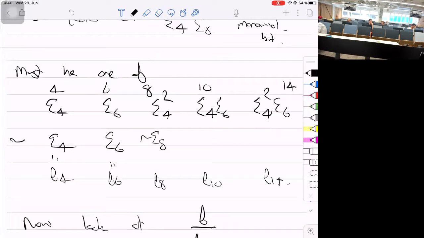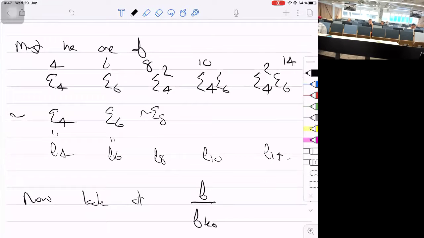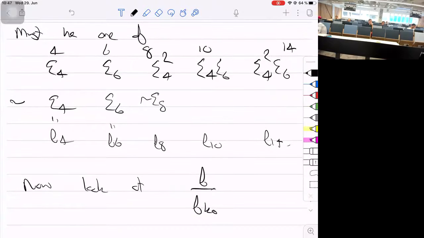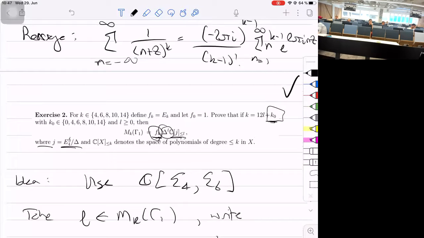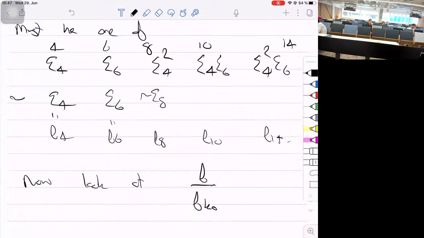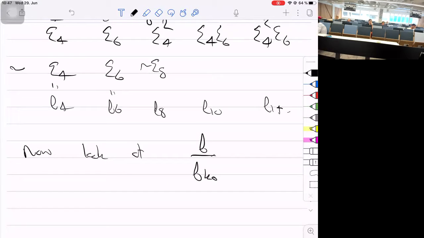And that's why we've covered all possible remainders modulo 12. We're looking at modulo 12 here. Let me just check the notation. Yeah, we called that remainder K naught. So we've now got the modular form F divided by some bit K naught that I know I can factor out.